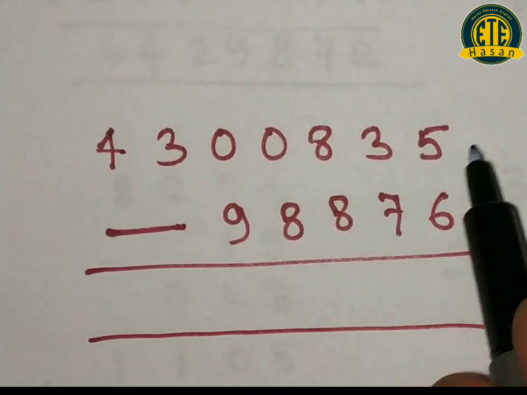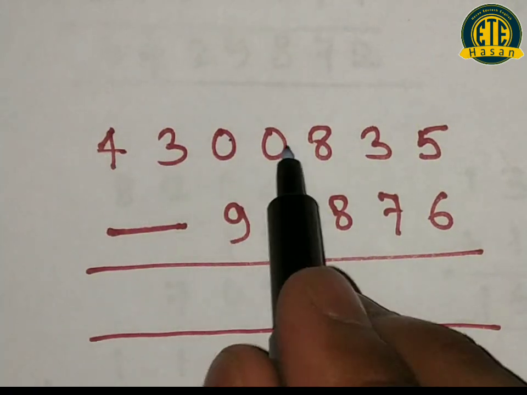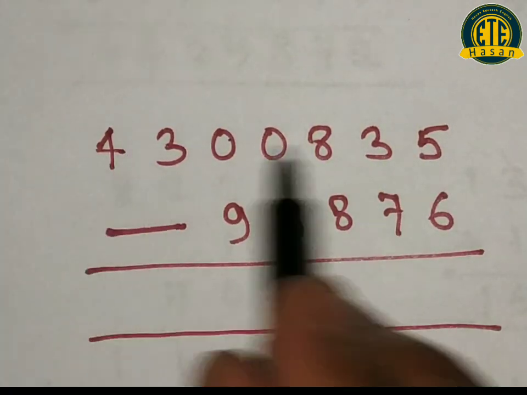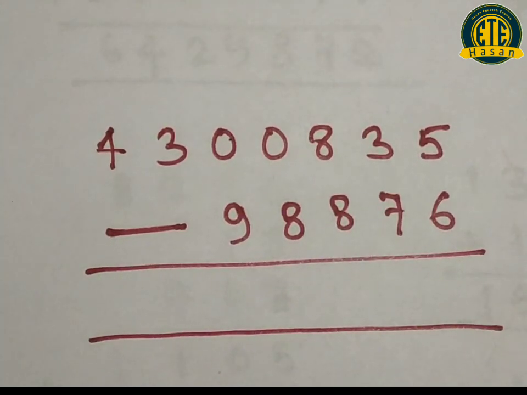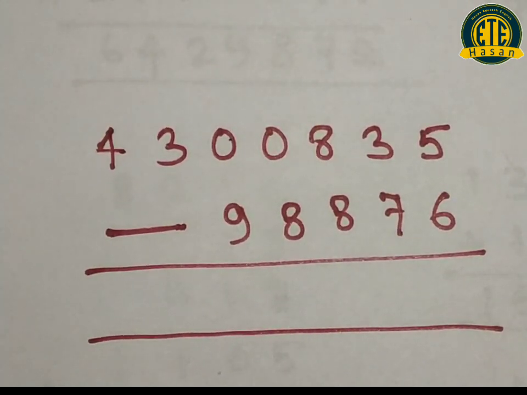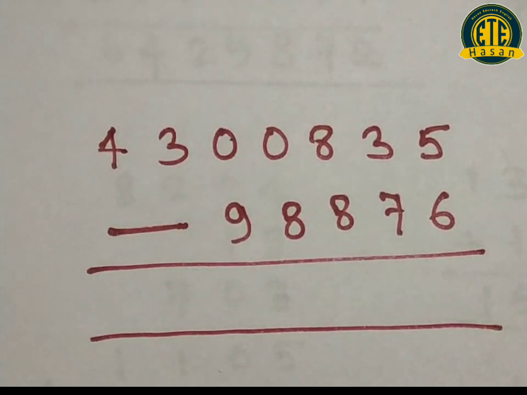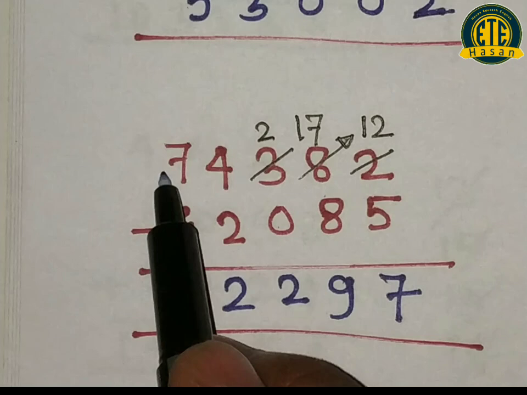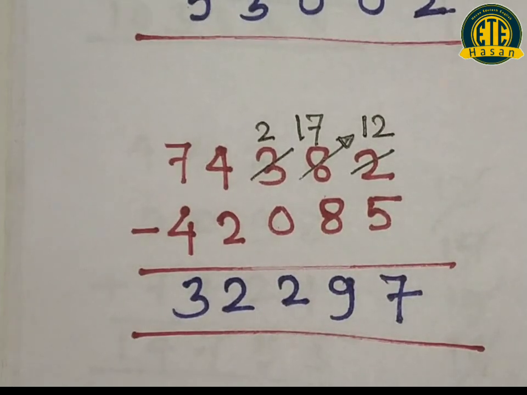In the above number we can see 1 2 3 4 5 6 7, a total of 7 digits, and in the below number there are a total of 5 digits. So the number with more digits will be the bigger number. There is nothing to worry about which one is bigger or smaller. Suppose there are 5 digits in the above number and 5 digits also in the below number.